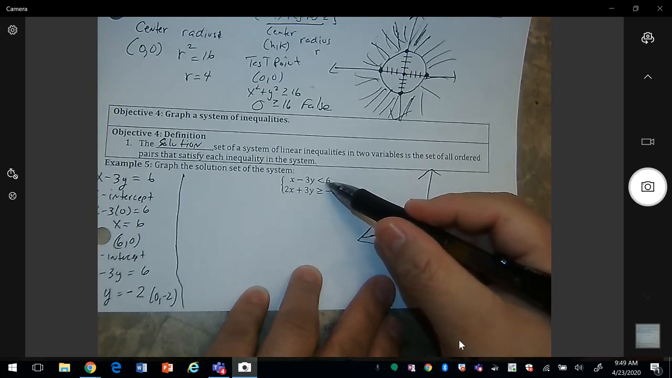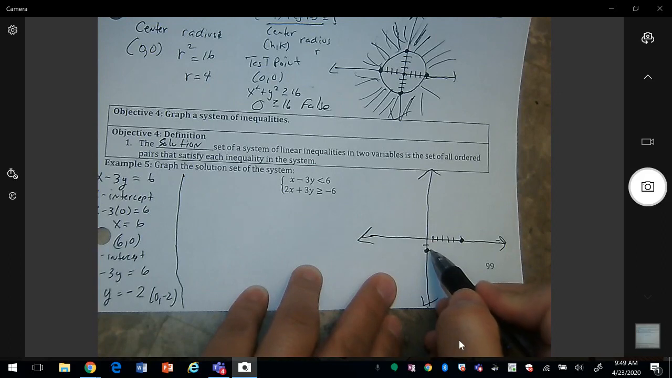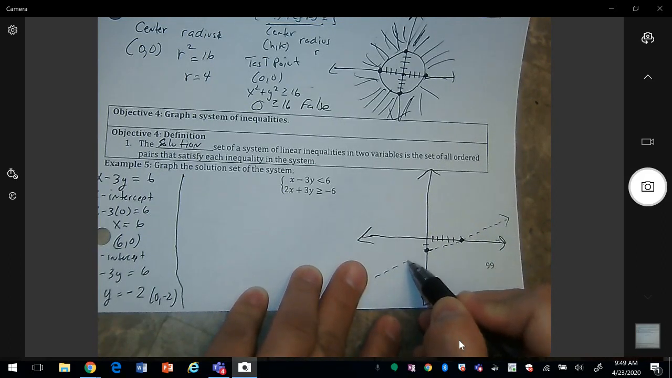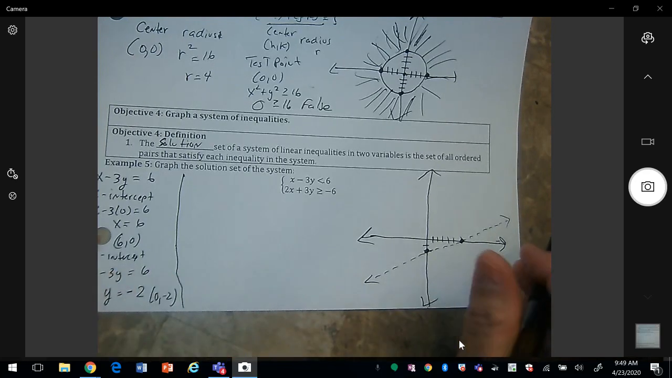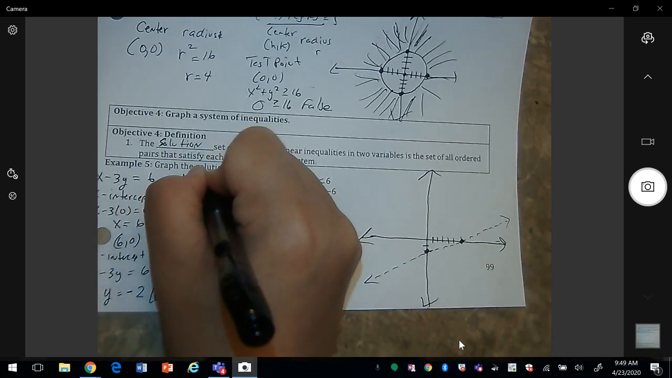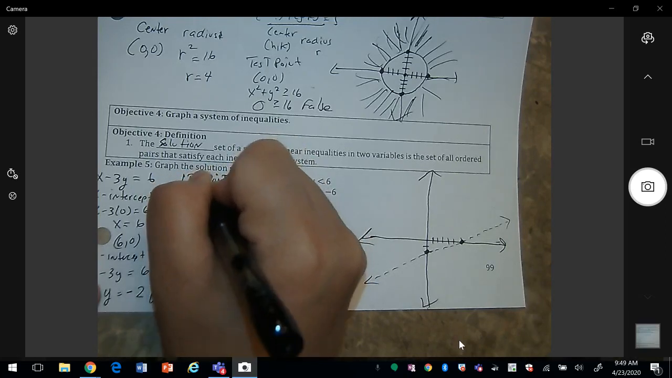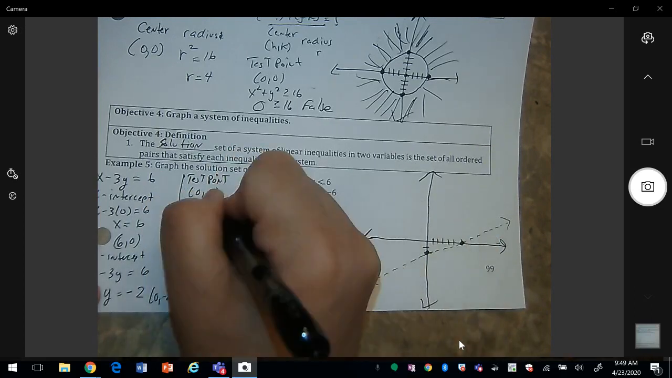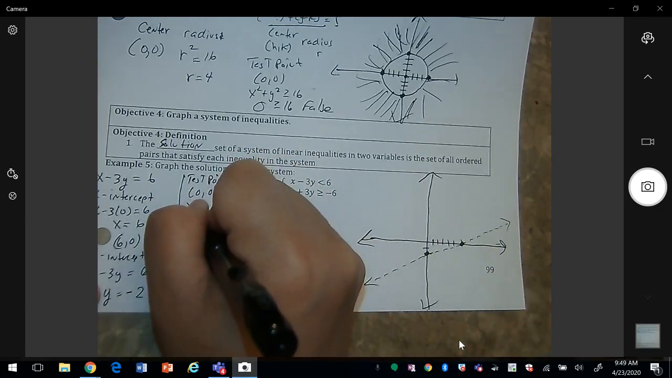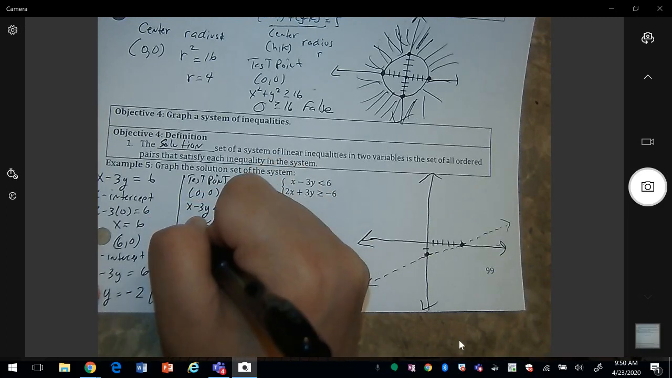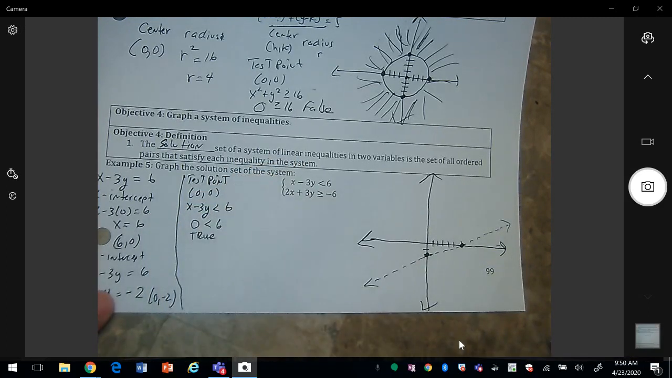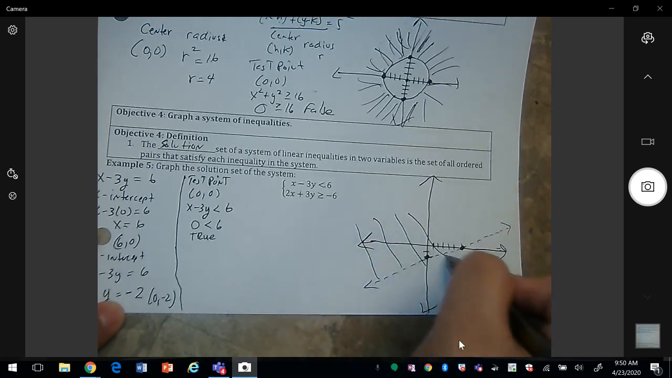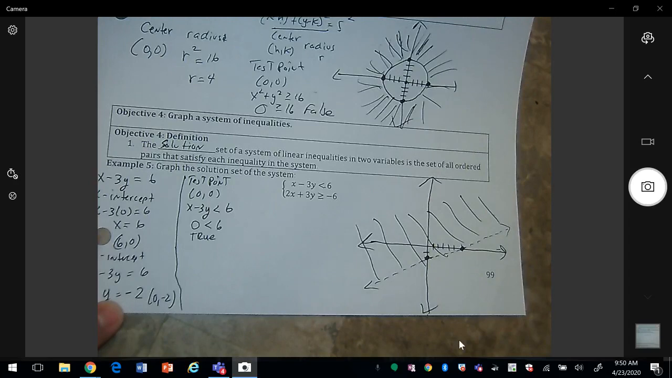It is a dotted line. And we need to do a test point. I can use 0, 0. So this would be 0 is less than 6. And that's a true statement. So I'm going to shade on top. Okay.